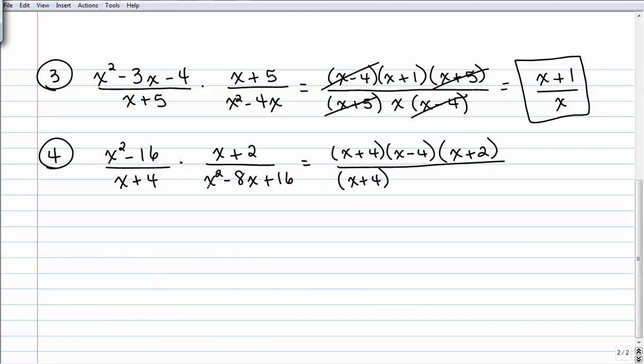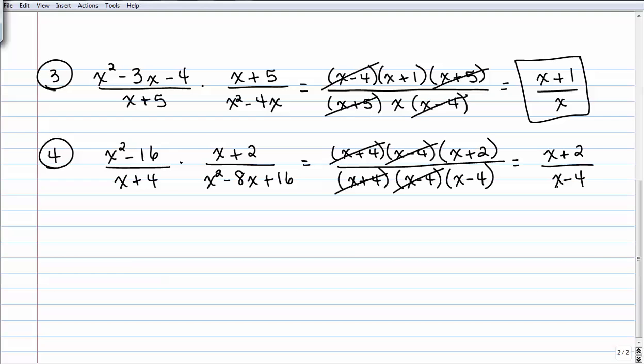And the denominator of my second fraction is a trinomial, which is indeed a perfect square trinomial that will factor into x minus 4 squared, or if you want to write it as x minus 4 times x minus 4, it'll be a little easier to see when we start canceling things. Okay, so I have an x plus 4 on the top and an x plus 4 on the bottom. I have an x minus 4 on the top and an x minus 4 on the bottom, and nothing else left. So I have x plus 2 over x minus 4.